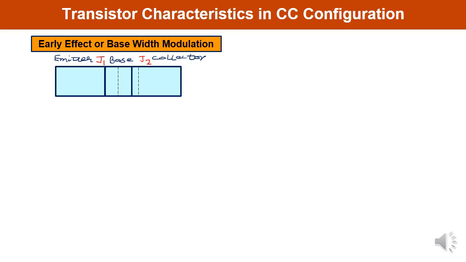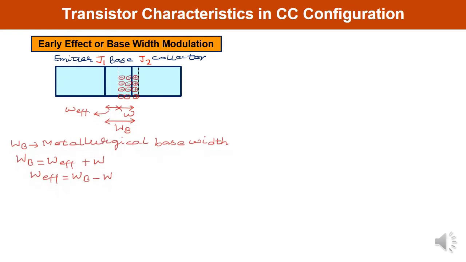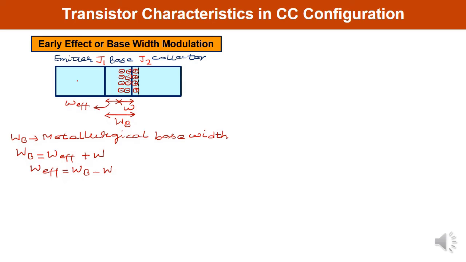What is early effect or base width modulation? Let us draw an NPN transistor. Here you can see this is N. Base is made from p-type semiconductor and collector is also made from n-type semiconductor. In this particular case you can observe that WB is the metallurgical base width, which is fixed when you are designing an NPN transistor, meaning the base region would be of this particular width.